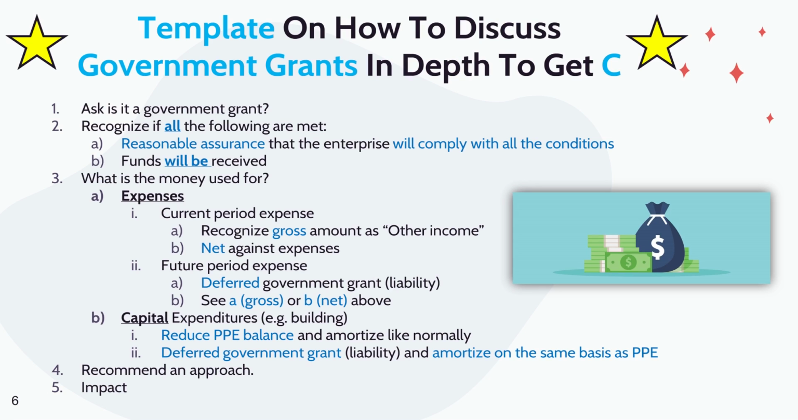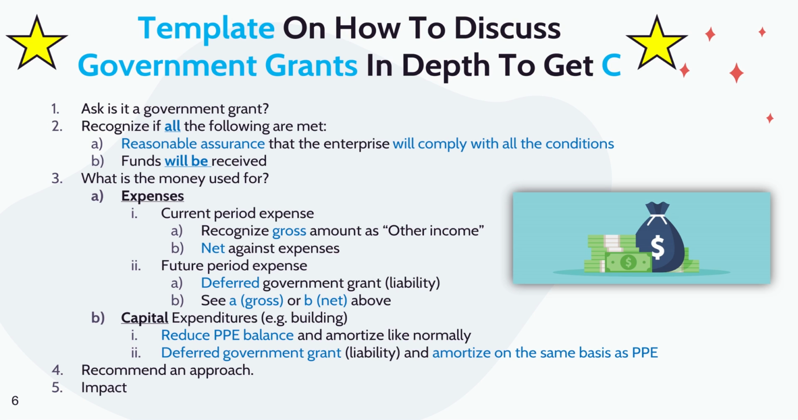Number one, you need to ask if it's a government grant. So the case is going to talk about something and you need to basically state if it's a government grant or not and why. And then we're going to go into how to actually recognize it. To be able to recognize something as a government grant, you have to meet all of the following criteria, which is number one, there needs to be reasonable assurance that the enterprise will comply with all of the conditions, which means the company is going to follow any requirement that is needed to get the money.